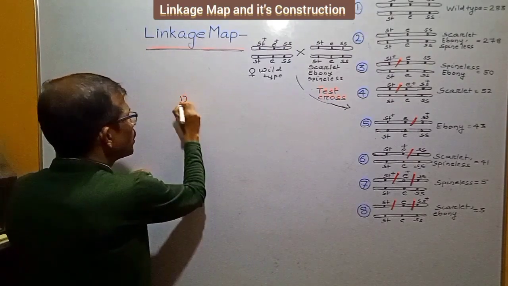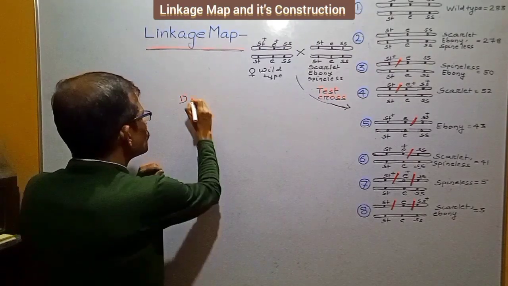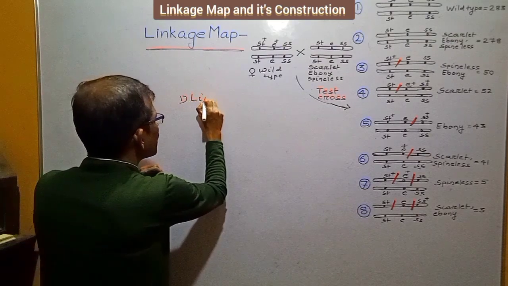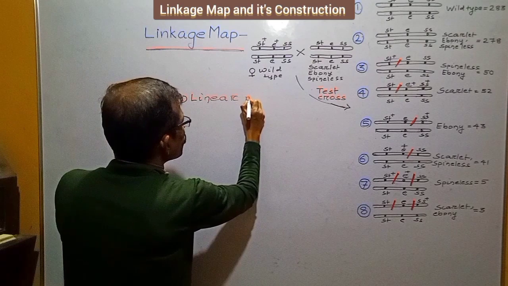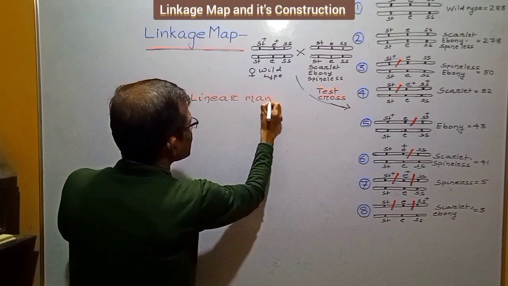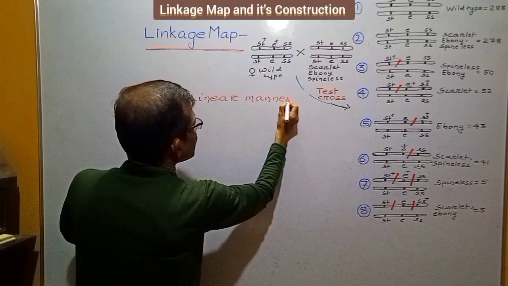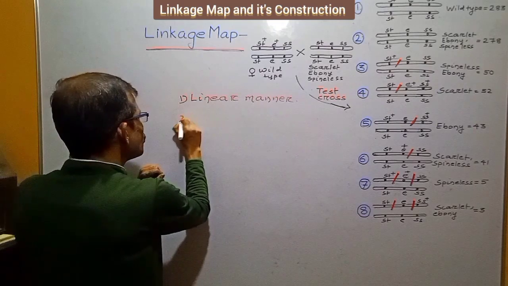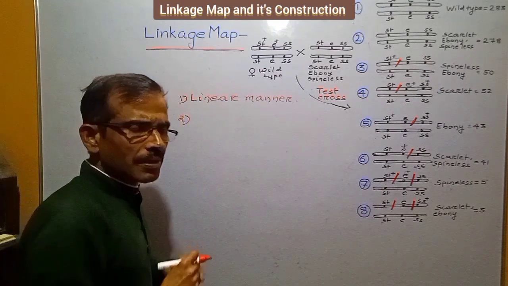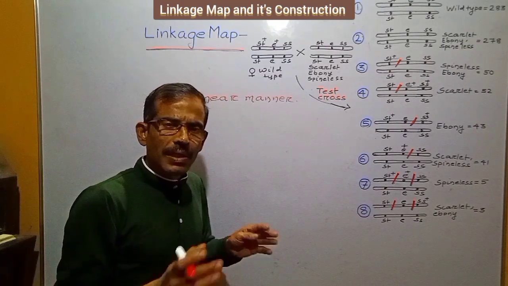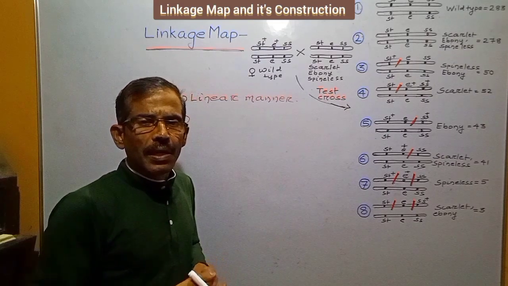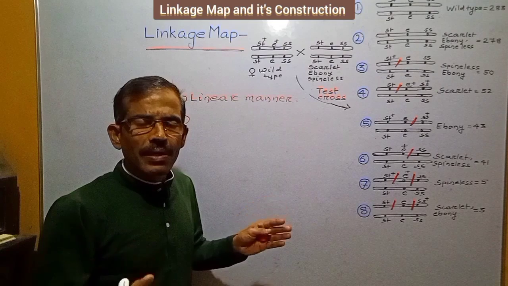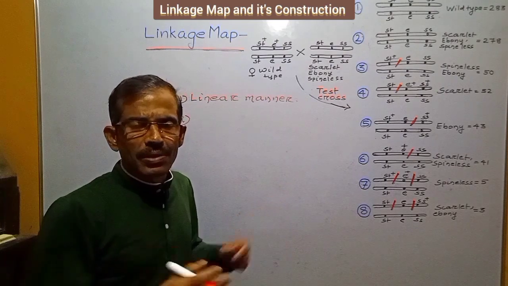Before discussing further on gene mapping, here are some important points. Number 1. In a chromosome, genes are arranged in a linear manner. And number 2, all the genes that are located in the same chromosome are transmitted together in order to maintain the parental combinations of genes.